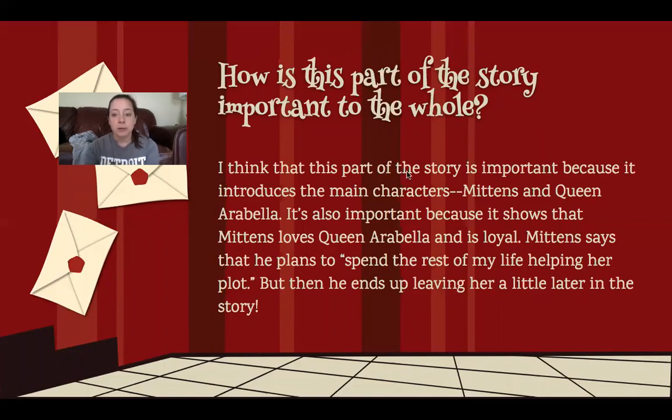I think that this part of the story is important because it introduces the main characters, Mittens and Queen Arabella. It's also important because it shows that Mittens loves Queen Arabella and is loyal. Mittens says that he plans to spend the rest of my life helping her plot, but then he ends up leaving her a little later in the story. So obviously this isn't one of the ones that you are reading. This is a proficient model from a previous year.